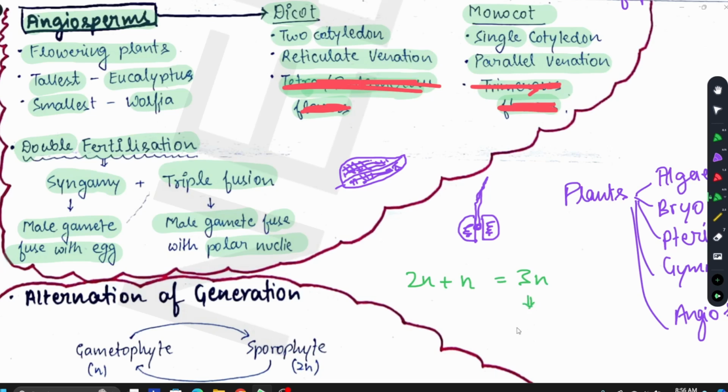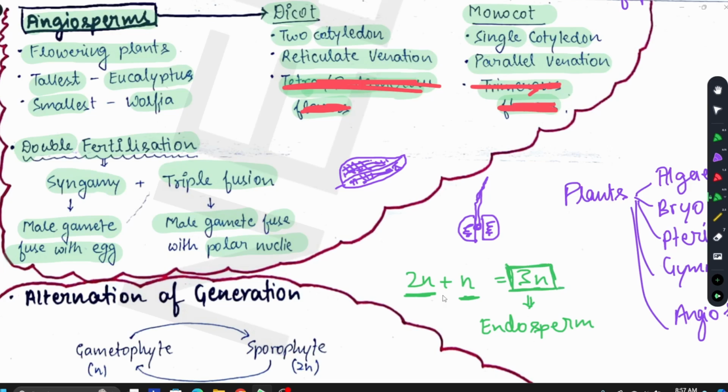Now the 3n or triploid condition is basically endosperm. When you take a coconut, the coconut water is basically an endosperm. So how is coconut water formed? It is formed through triple fusion, when the male gamete fuses with the polar nuclei, because the polar nuclei is already 2n, diploid, and the male gamete is haploid. So what we get is 3n or triploid.